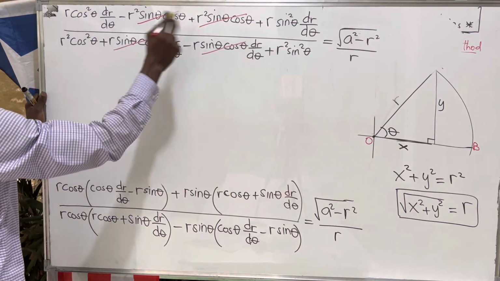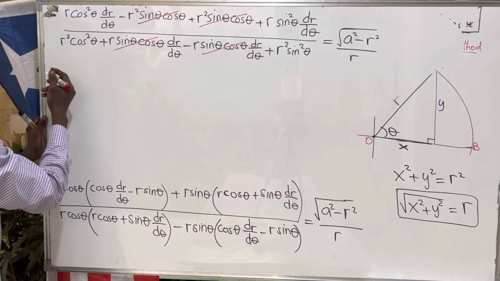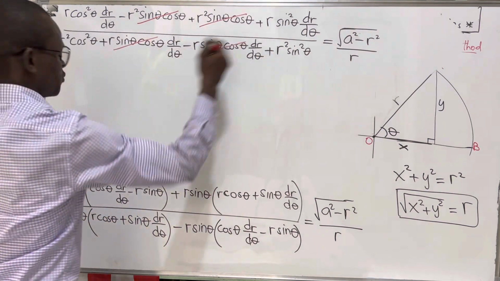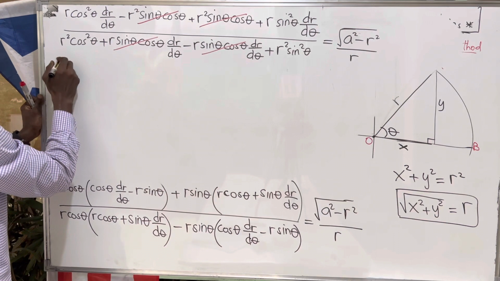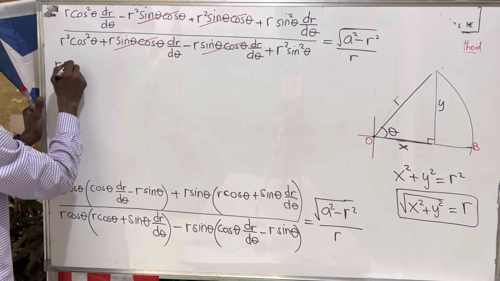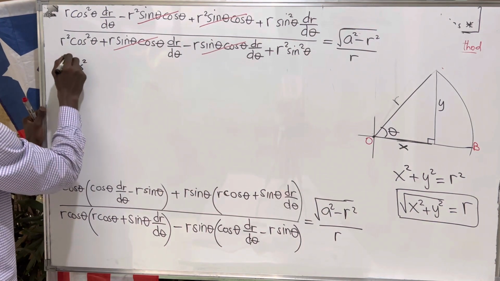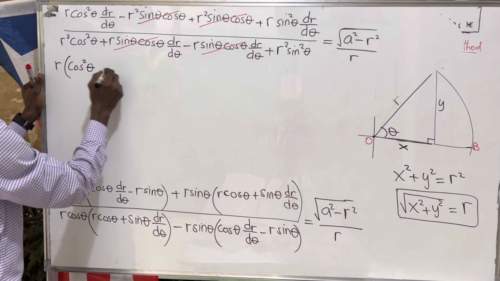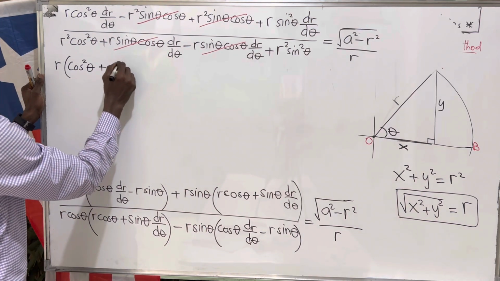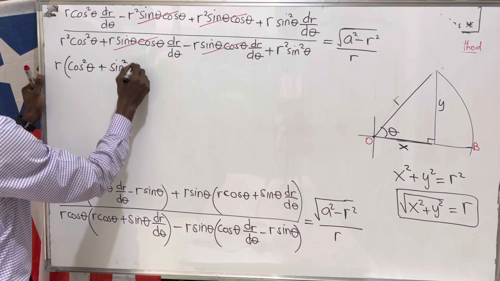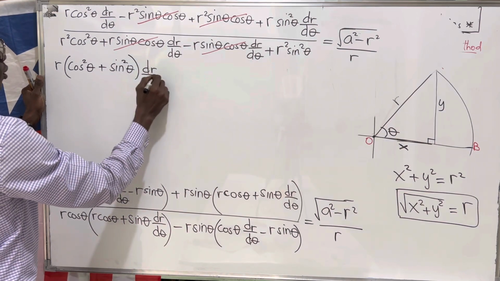So now we group the first and the last. In fact, that's the only terms there. So r and r, we can factor it out. So we bring r outside, and then we say cos square theta plus sine square theta times the dr over d theta.